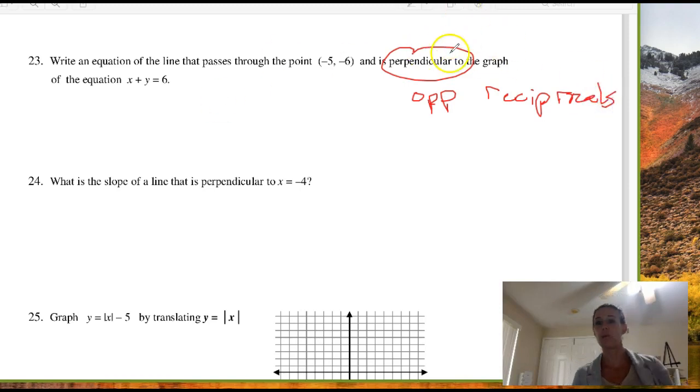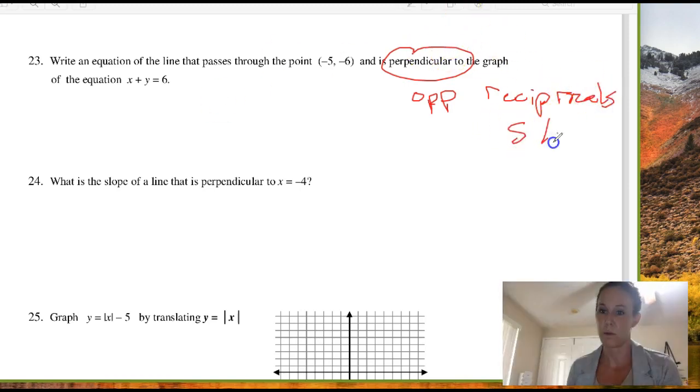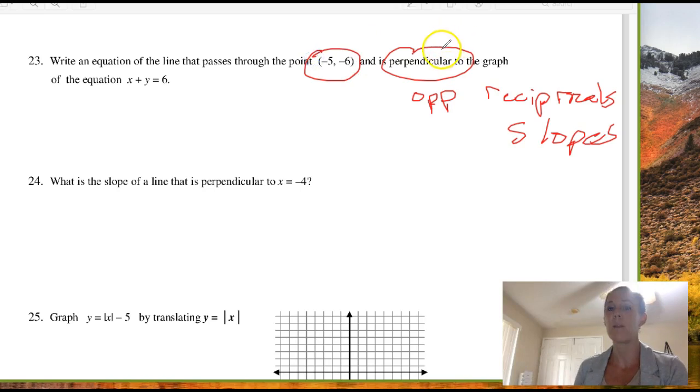Okay, they're opposite reciprocal slopes. Right? So if you want an equation of a line, they give you a point. Now you need the slope. Here's your point. The slope is going to be perpendicular to this graph, so you've got to figure out the slope of this equation. Well, I can figure out slope if it's in slope-intercept form, y equals mx plus b. If it's in this form, the number multiplied by the x is the slope.